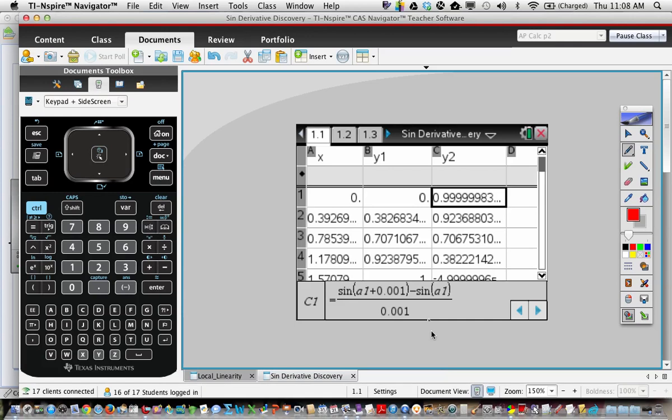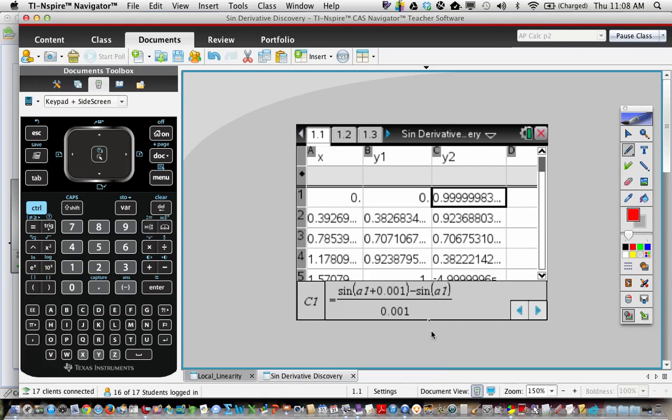So what did I do? I took pi eighths, or whatever my point is, added 0.001 to it, so that means I just moved over a teeny bit, did the sine of that, so that gives me my y. So that's like my f of b minus f of a.